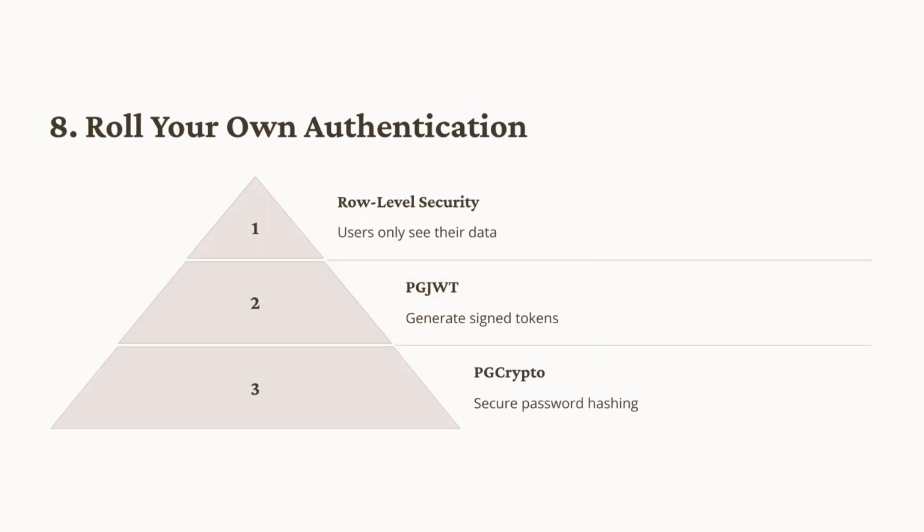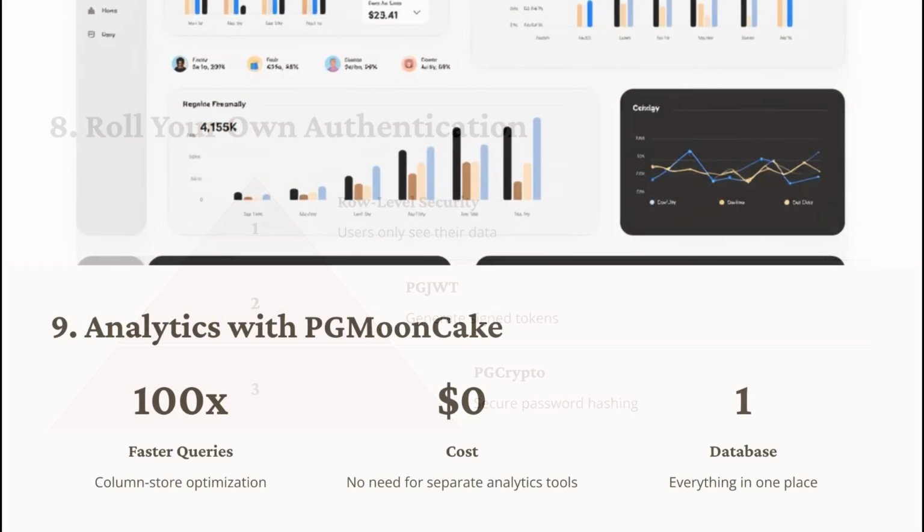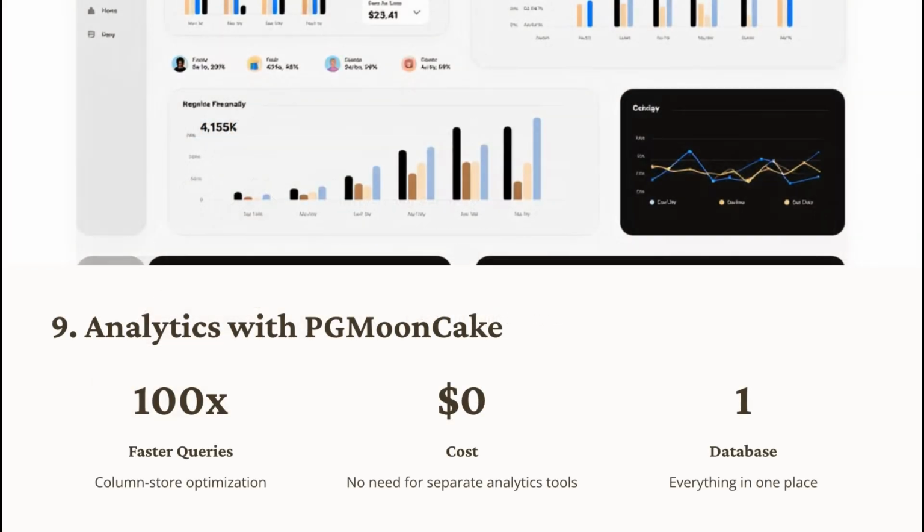Skip Auth0 and build authentication directly in Postgres. Use pgcrypto to hash passwords securely, pgjwt to generate signed JWT tokens. Apply row-level security to ensure users only access their own data. Forget Google Analytics and BigQuery. pg_mooncake transforms Postgres into a time series database with column store tables and DuckDB execution for fast analytics, perfect for storing and querying events data.